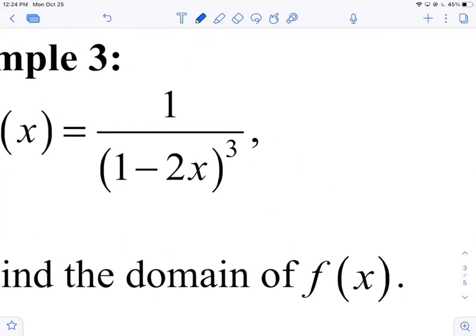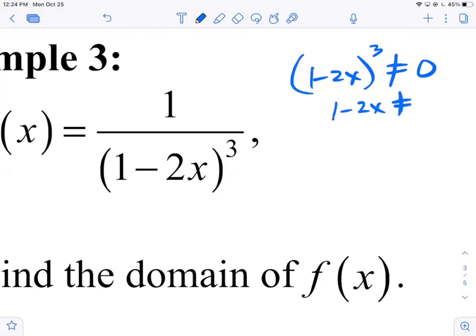Yeah, you can go off to the side and say, hey, 1 minus 2x cubed, this is what we did in pre-cal, can't be 0. And then you take the cube root of both sides. Okay, and then you add 2 to both sides. This is just algebra 1, right? And you say x cannot equal 1/2.